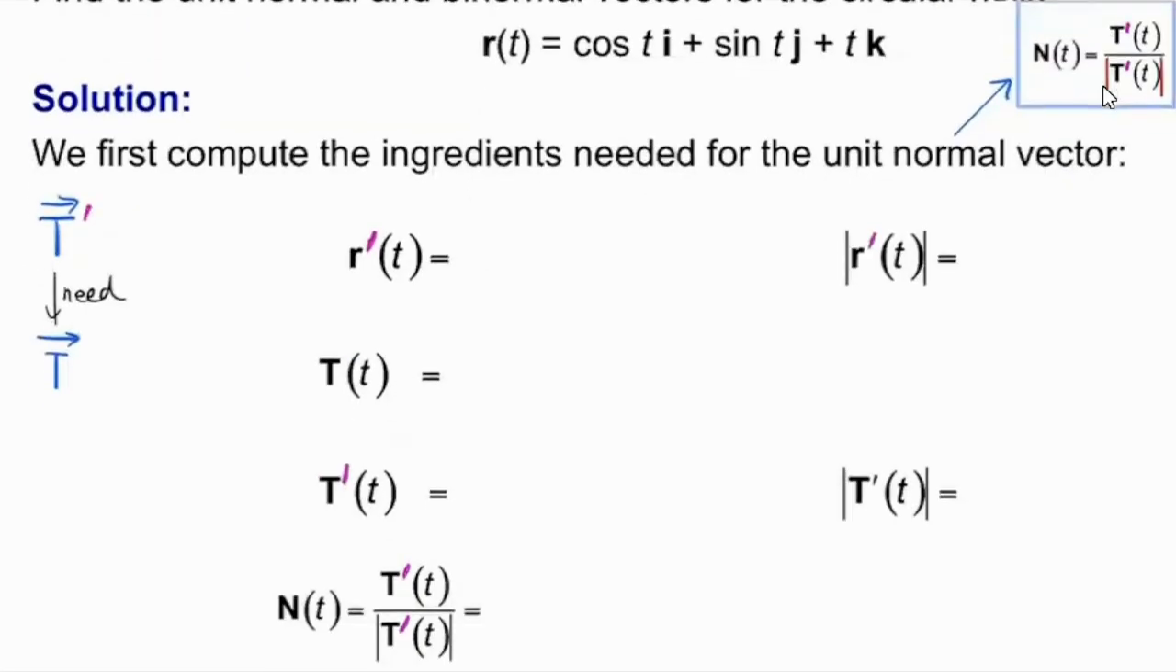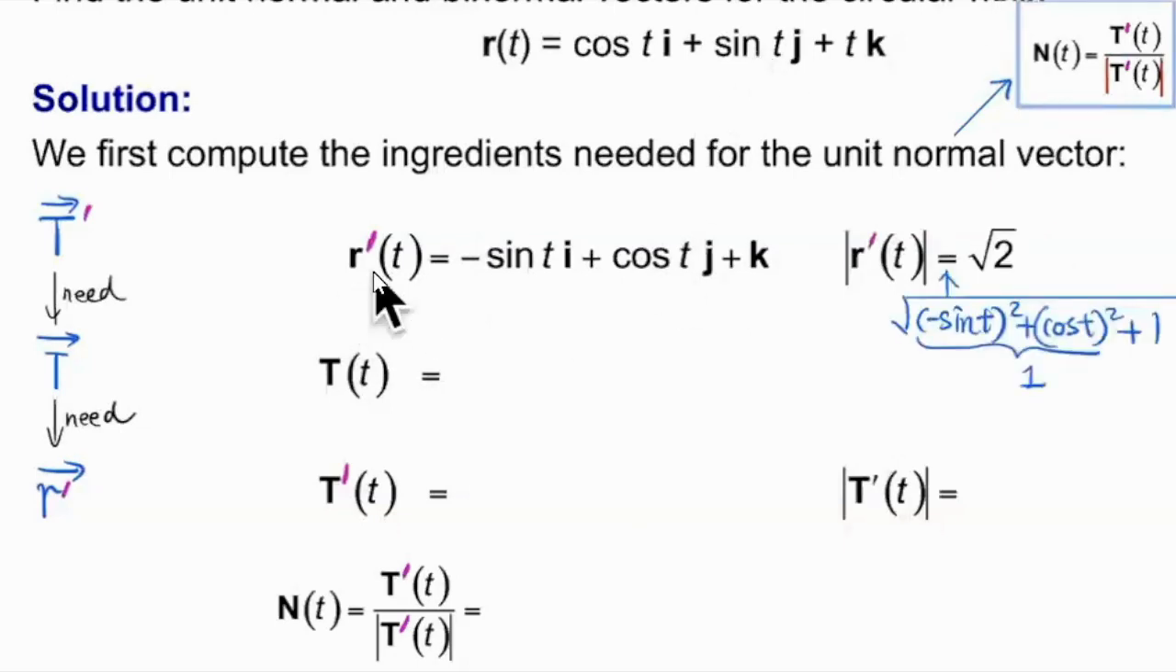Okay. And in order to get T, remember, T stands for the unit tangent vector, so we need to have r prime. Because once you get r prime, then you can make it a unit vector by dividing by the magnitude of that. So let's find r prime first. R prime of t, we will differentiate each component. We got this. Now we find the magnitude of r prime.